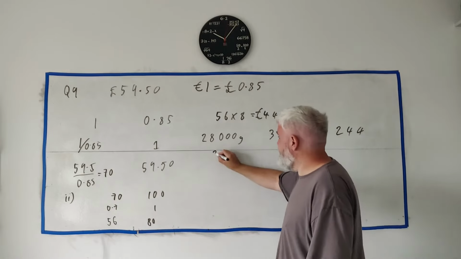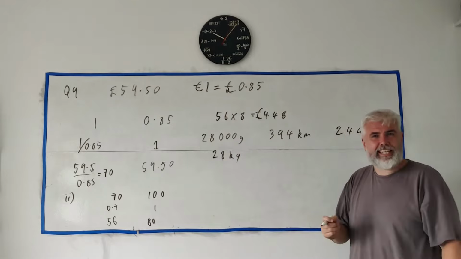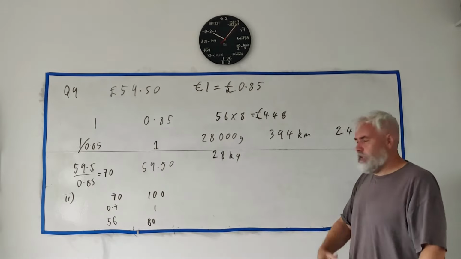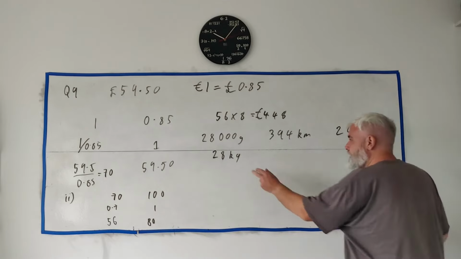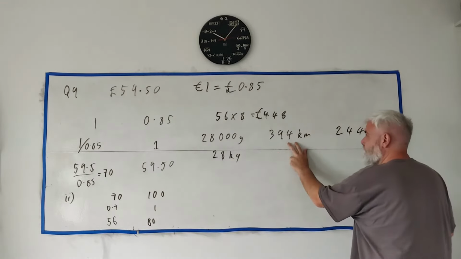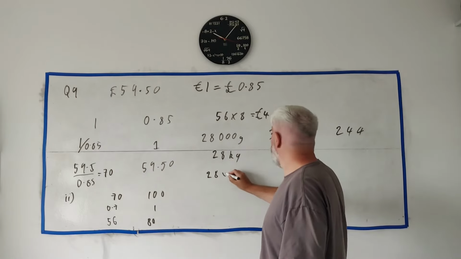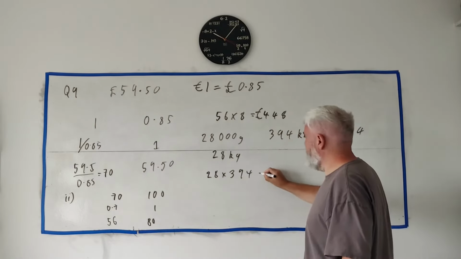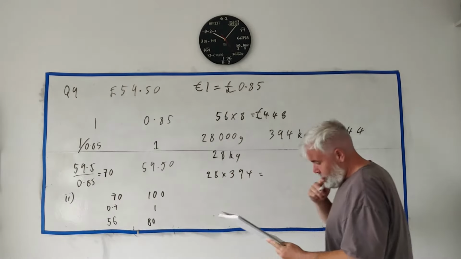28,000 grams is the same as 28 kilograms, because that's what kilo means. Kilo means 1,000 in some language, I think Greek or something, I'm not sure. So 28 kilograms every kilometre. So let's multiply these two together. 28 multiplied by 394. This is the total amount of carbon coming out of the plane.